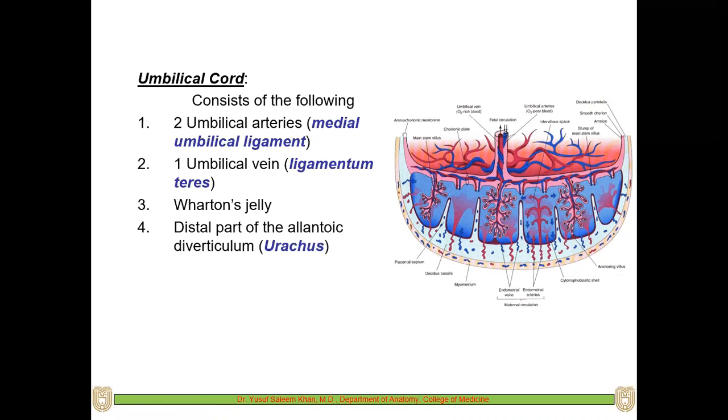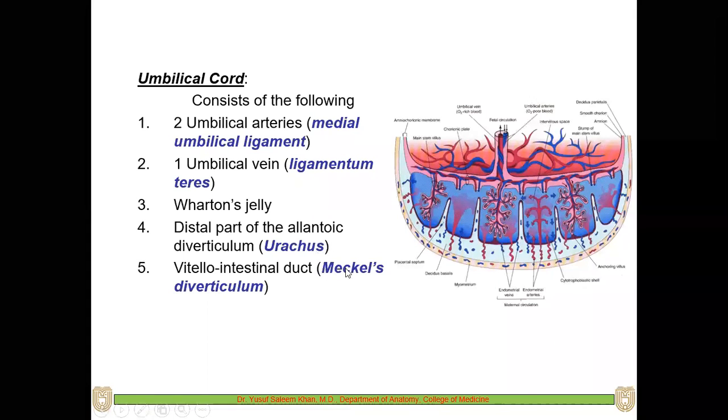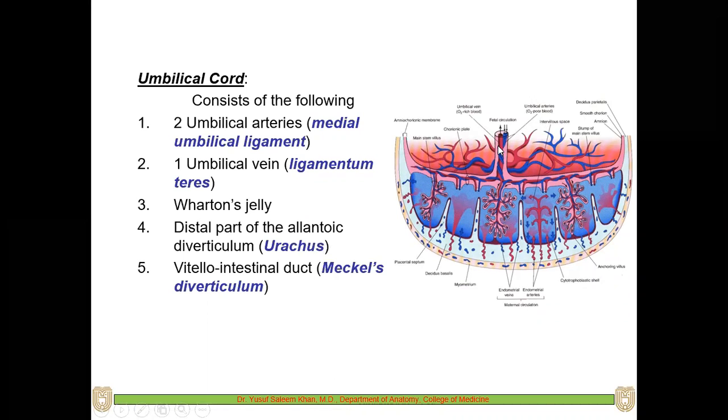Okay. Apart from that, there can be two other structures. One is called the urachus and the other the Meckel's diverticulum. This is not shown in this picture, but remember this. This is the distal part of the allantoic diverticulum, which is called the urachus, as well as the vitello-intestinal duct, which is called the Meckel's diverticulum. Whenever I get to show, I will try to show these two structures. Right now here you cannot see them.